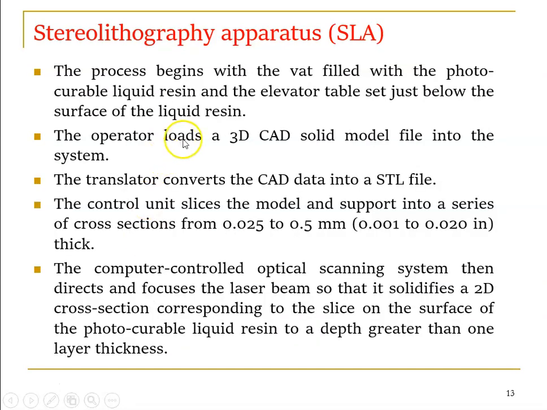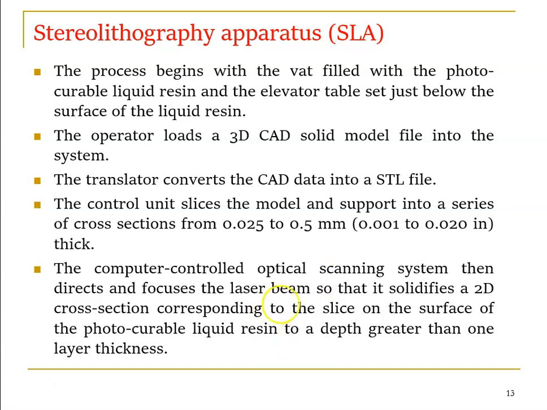Right. So the operator loads a 3D CAD model into the system. The translator converts the CAD model into an STL file. The control unit slices the model into a series of cross sections from 0.025 to 0.5 mm. Can you imagine 0.025 to 0.5 mm? One layer thickness is only 0.025 to 0.5 mm, so we can get minimum thickness. That's why it's a time consuming process. If you fabricate a large piece, it will take some time, right?